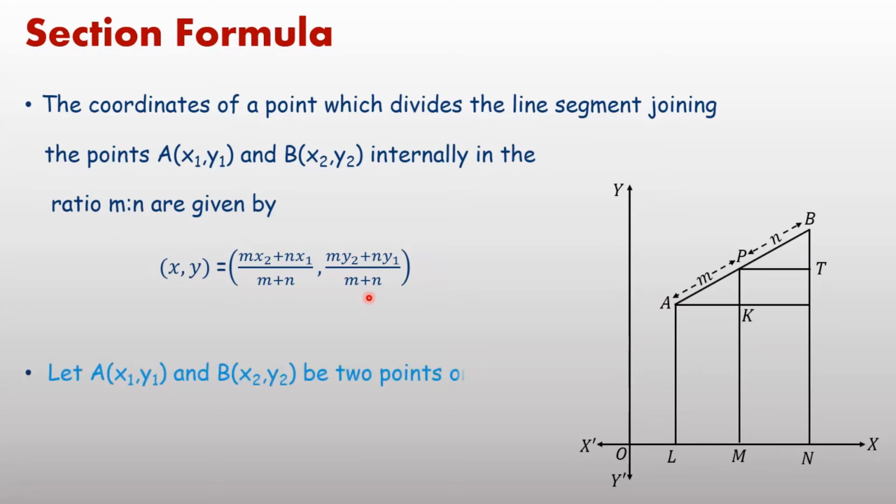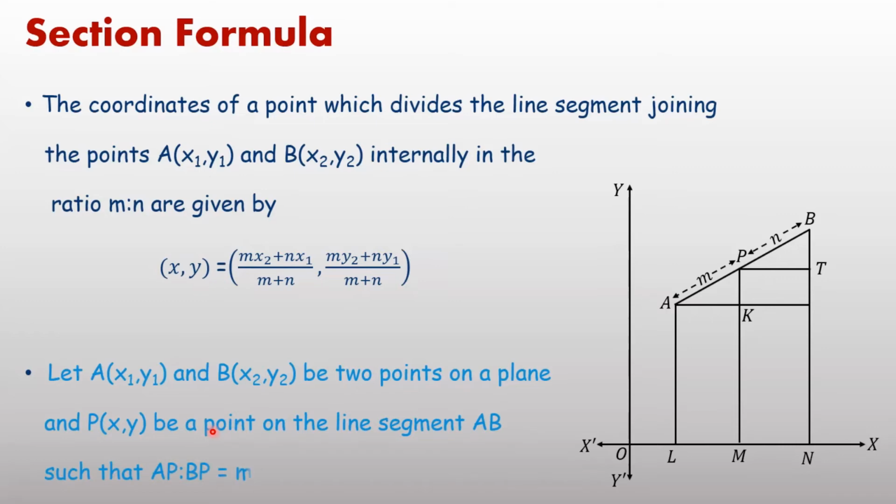Now the proof of this formula. Just take 2 points A and B. Let coordinates of point P be x, y. Now our task is to find the values of x and y such that AP upon BP equals m upon n, or m is to n.